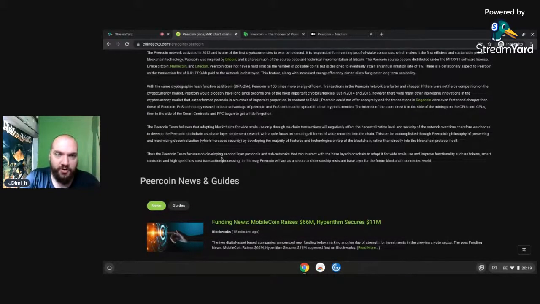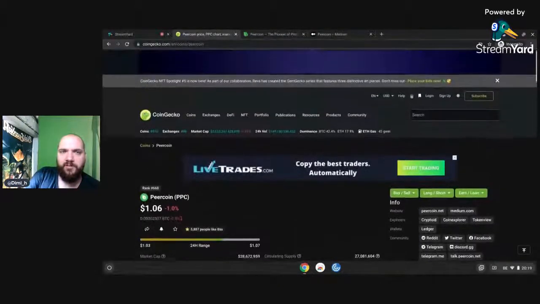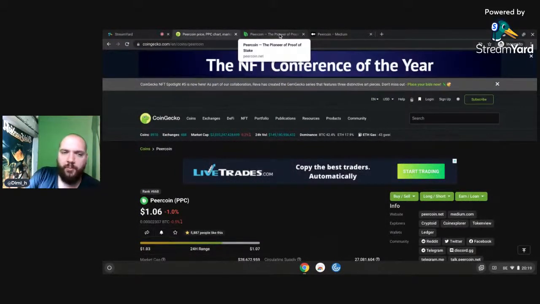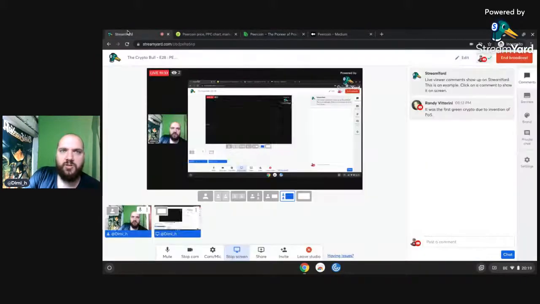Anyway, it's on developing second layer protocols and subnetworks that can interact with the base layer blockchain, for wide-scale use and functionalities such as tokens, smart contracts, and high-speed, low-cost transaction processing. In a way, Peercoin will act as a secure and censorship-resistant base layer for the future blockchain-connected world. So they want to develop Peercoin as a base layer to save a variety of assets and value on it, and help people develop second layer solutions. Quite nice, but I believe many people actually prefer to create their very own second layer solutions.